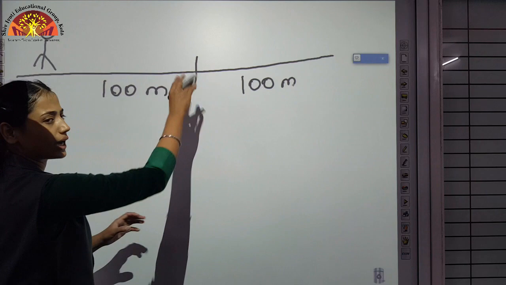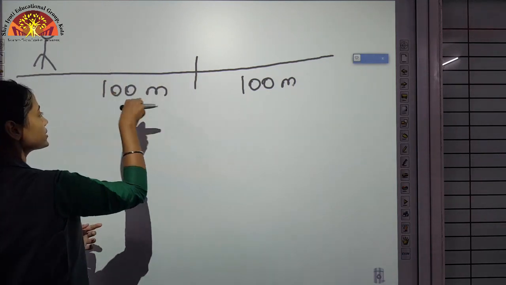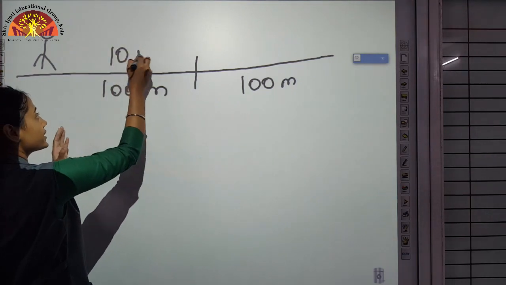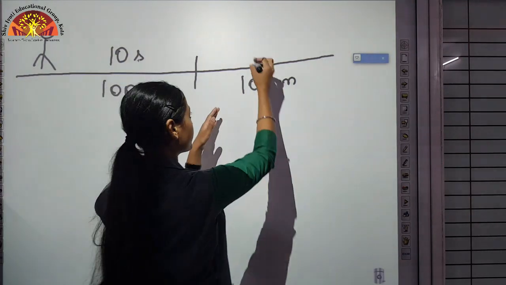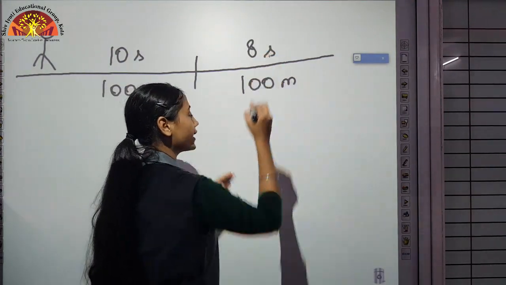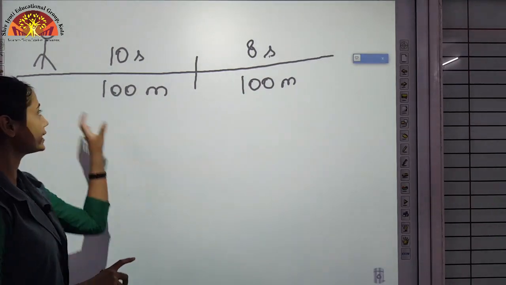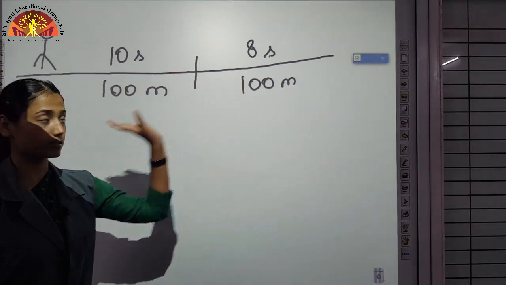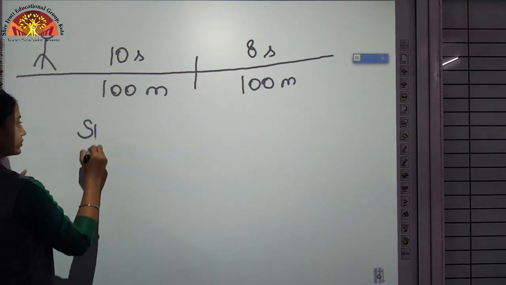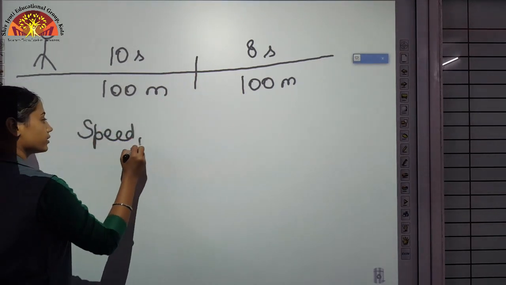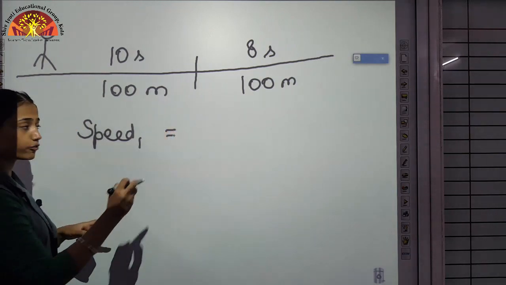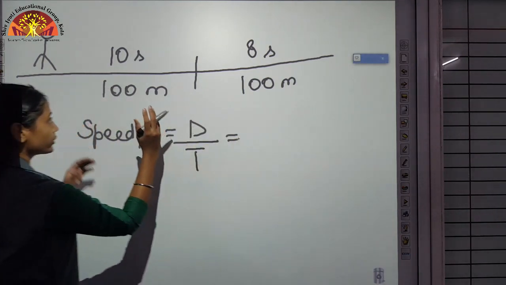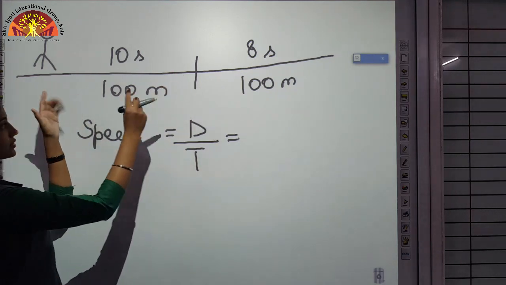He stops here to have drinks, let us say. So to cover the first 100 meters he is taking 10 seconds, and to cover the next 100 meters he is taking 8 seconds. So we have to calculate his speeds in these two parts. So speed 1 will be, the formula for speed is distance upon time. In the first part, how much distance is he covering? 100 meters.